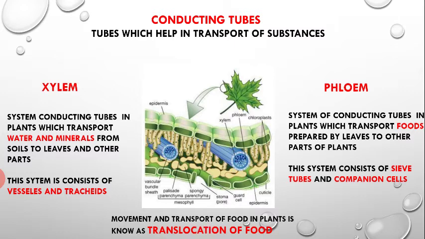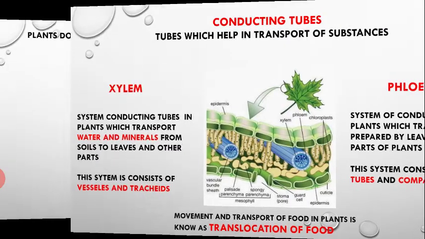What is the meaning of translocation of food? Movement and transport of food in the plant is known as translocation of food. This difference between xylem and phloem, and their roles, is very important for exam purposes. So try to remember these two very important differences between the xylem and phloem.